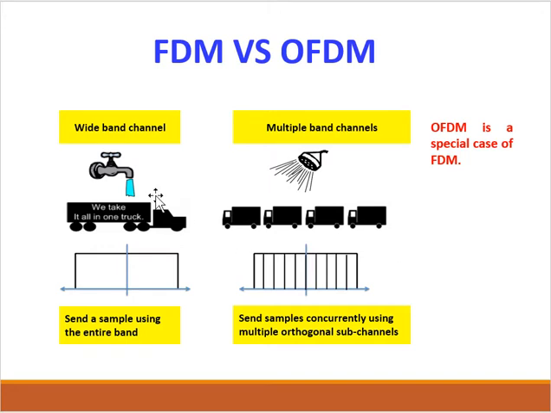Another analogy is that FDM is like all cargo on one truck, while OFDM has more than one truck. These two methods carry the same amount of data, but in case of an accident, only one portion will be affected. So we can see the advantage of OFDM over FDM is that it can reduce interference between subcarriers and improve bandwidth efficiency.